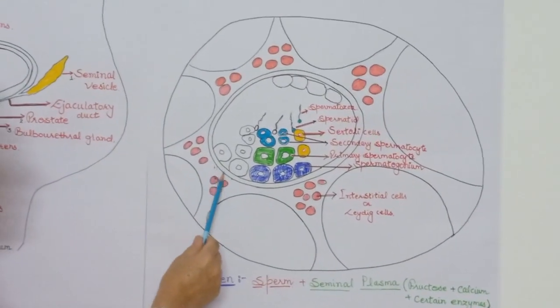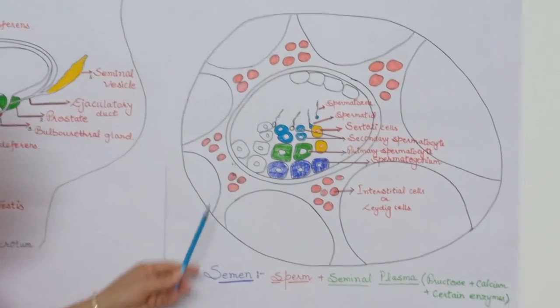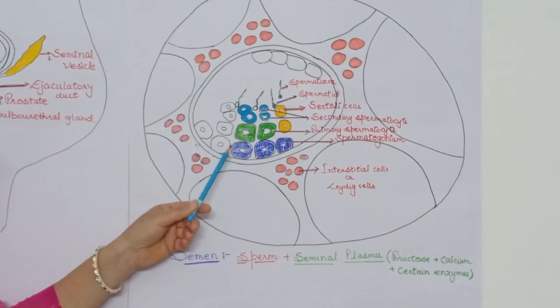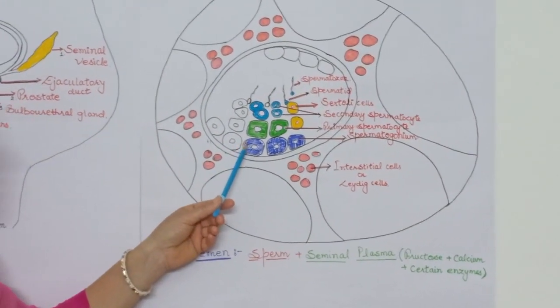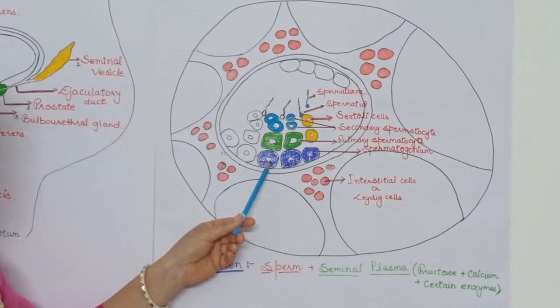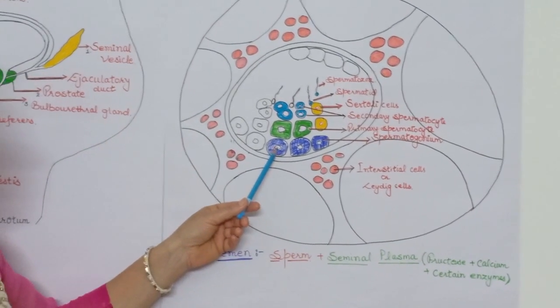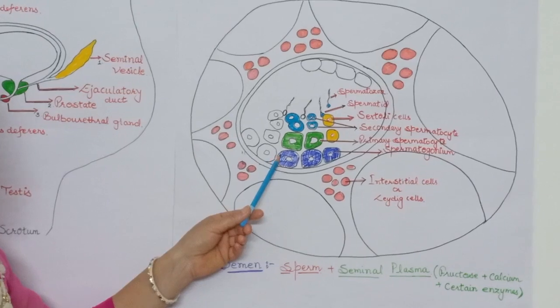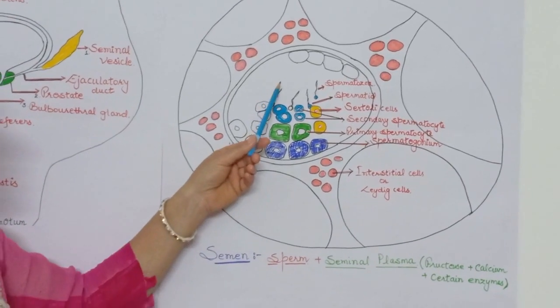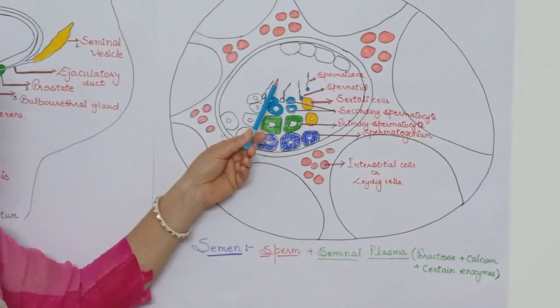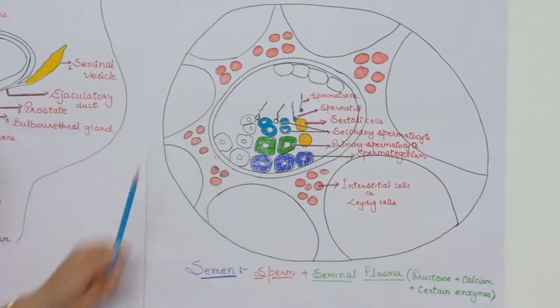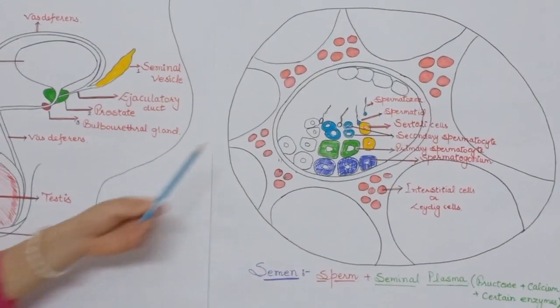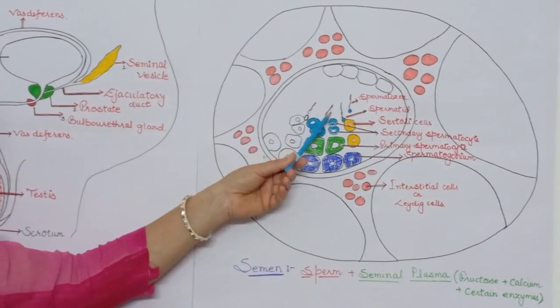The inner lining of the seminiferous tubules has the germ cells. These germ cells are known as spermatogonia. These spermatogonia undergo meiotic division and form the sperm. The sperm is also known as spermatozoa. So this sperm is present in the seminiferous tubules.